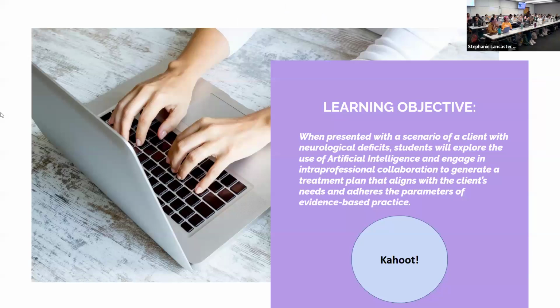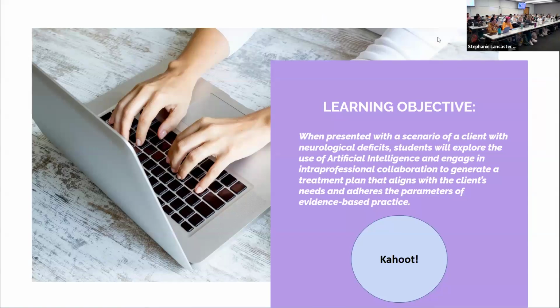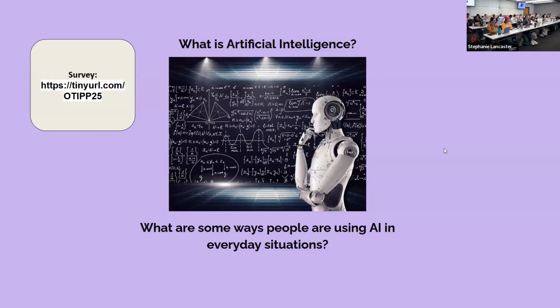All right, so we really have one big learning objective for today, and this goes with the assignment that is associated, which we're going to explain at the end. When presented with a scenario of a client with a neurological deficit, you will explore the use of AI and engage in intra-professional collaboration to generate a treatment plan that aligns with the client's needs and adheres to the parameters of evidence-based practice. So that's really a mouthful. So really, you're just going to work together. You're going to dip your toe in using AI to plan a treatment plan that is client-centered and evidence-based. So in short, that's what we're doing.